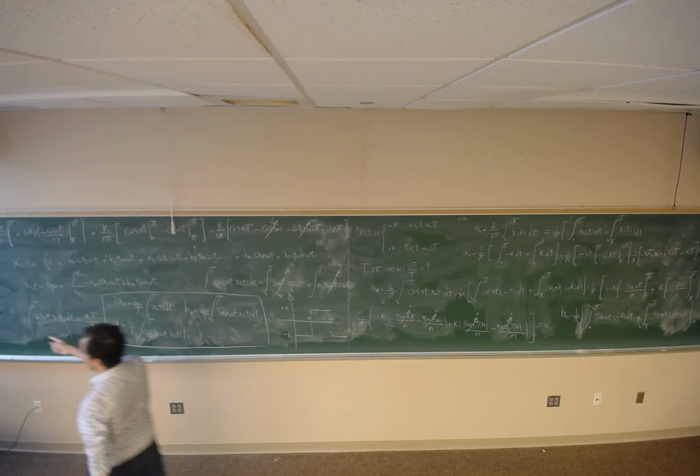Cosine of pi for n equals 1 is going to be negative 1. Negative 1 times 2 is negative 2. Negative 2 minus 2 is going to be negative 4. So for n equals 1, Bn would be 4 over n pi times negative 4.